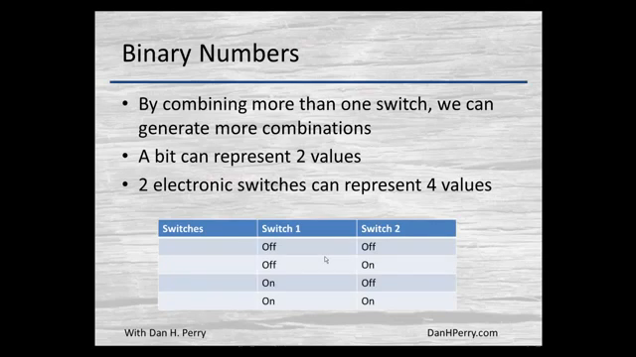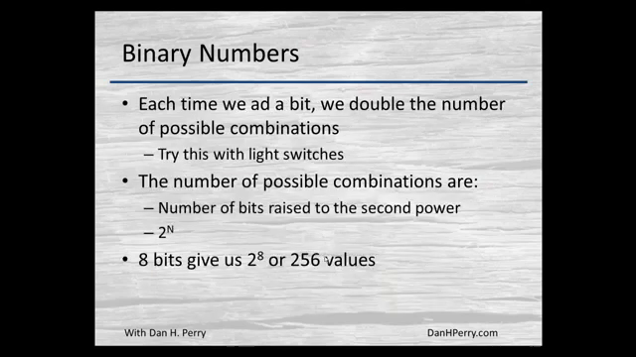When we combine more than one of those switches, we get larger combinations. A bit is 2 values. If we have 2 switches working together, we have 4 possible combinations, or 4 values. So we have both switches off, both on, one off and one on to give us 4 combinations. Now, each time we add a bit, we double the number of possible combinations, and going back to the binary powers of 2 chart, we saw that each time we moved one more digit to the left, or added one more digit, we doubled that decimal equivalent value.